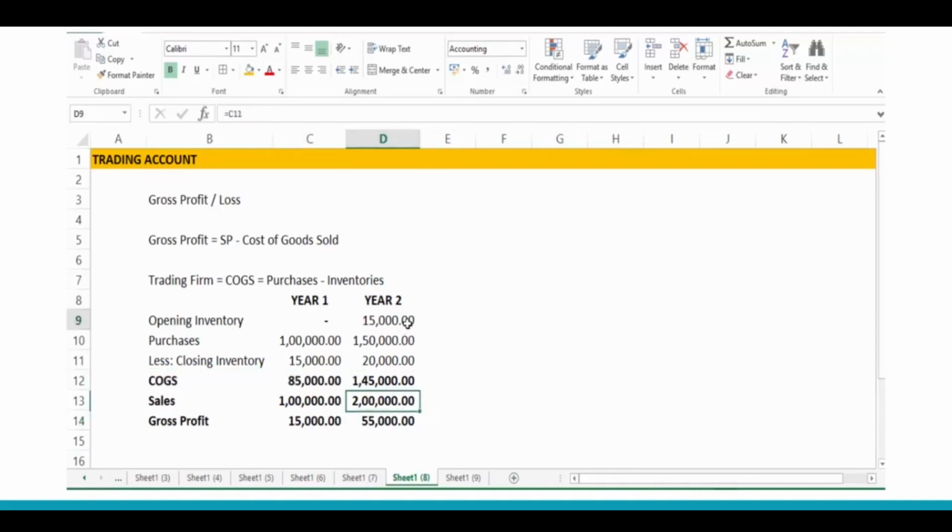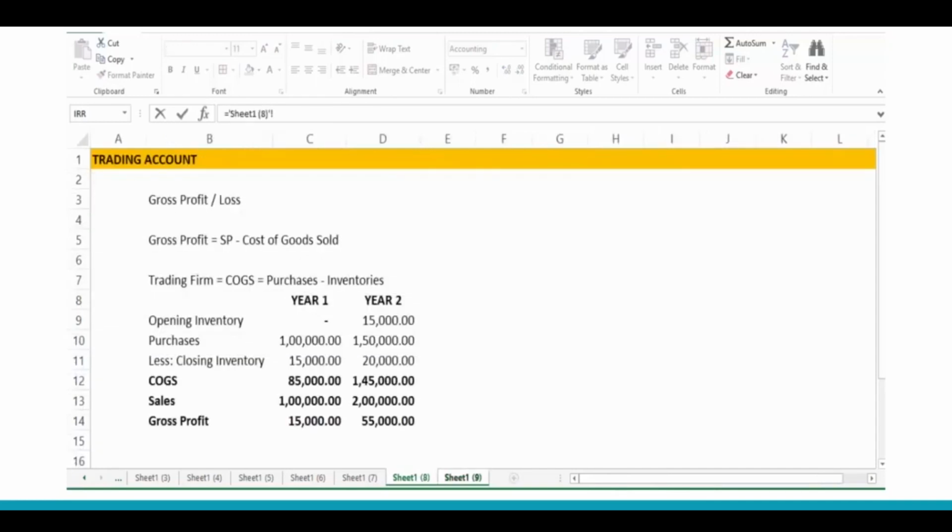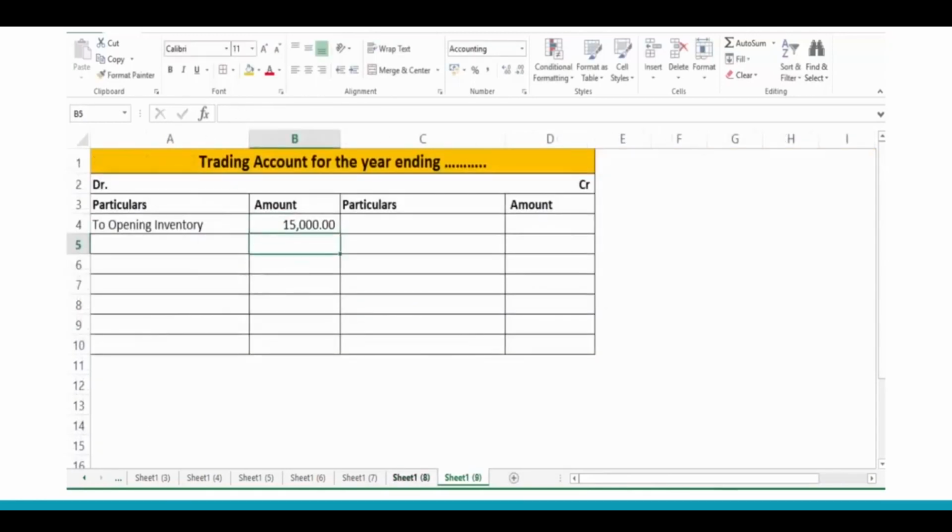So let's say I'm going to pick up year 2 information. The first one is opening inventory. So if I go to trading account, on the debit side I'm supposed to write opening inventory because it is going to be related with my sales. Remember or recollect your matching principle. So I'll say to opening inventory, right? What is the amount? Let me go and pick up. The amount is 15,000. Captured.